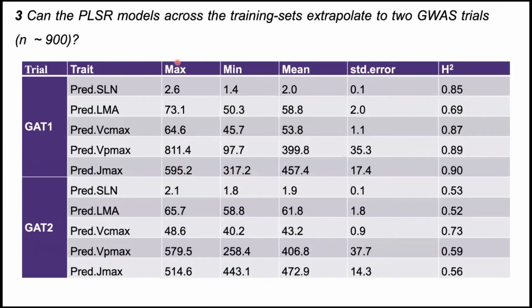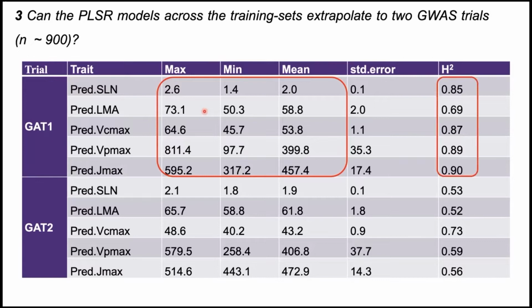So thirdly, can the partial least squares regression across the training sets extrapolate to GWAS trials? So by using partial least squares regression models, I predicted the traits of interest in GWAS trials, and it showed that the predictions for the traits of interest are in reasonable and comparable ranges with high heritability.